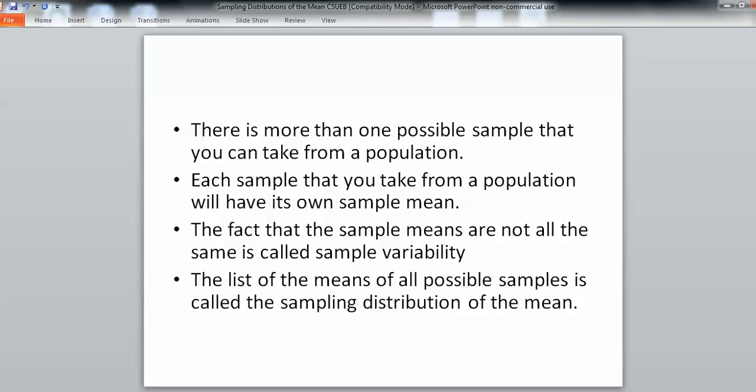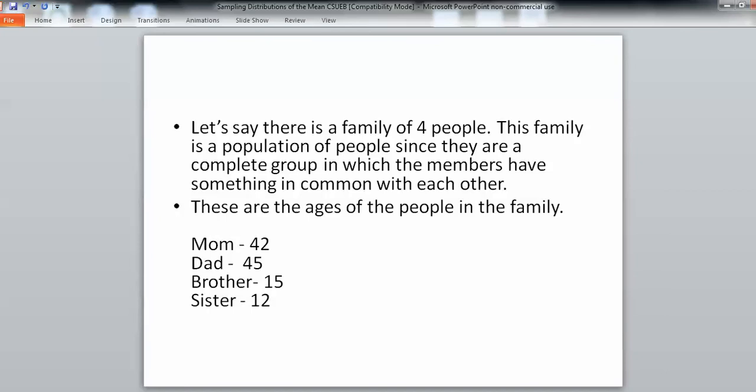Now, in order to explain the idea of a sampling distribution visually, and to explain some of the concepts, I'll have to use a really small population. An example of a really small population could be a family of 4 people. A family of 4 people would be a complete population because it's a complete group of people in which the members have something in common with each other. But it's a population that's a lot smaller than the types of populations that people are usually interested in studying. But we'll just use this population to explain some concepts.